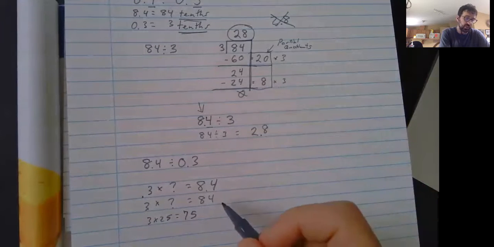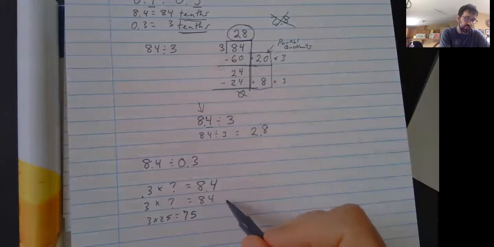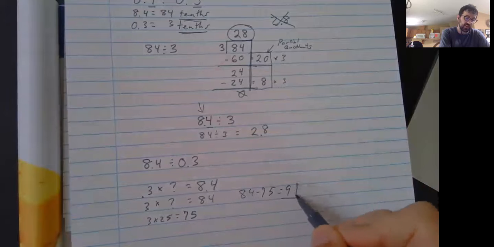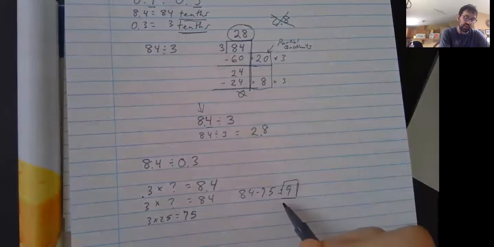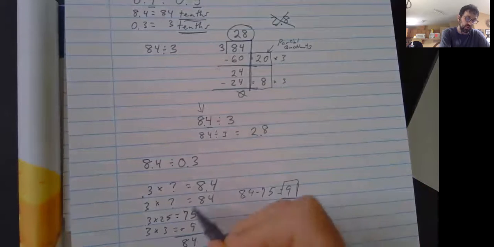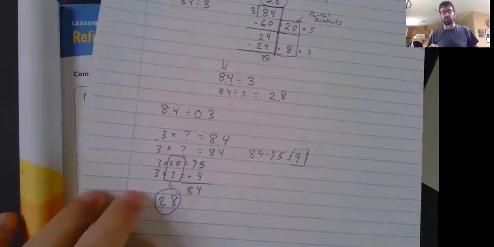Cool. So some people want to be like, hey, I know that. How much is left over? Well, there's 9 left over, right? Because 84 minus 75, well, I know that's 9. So I have 9 left over. How many 3's going to 9? Well, 3, because 3 times 3 equals 9. If I put these together, that gets me to my 84. This right here equals my 28, right? And that was originally the answer.